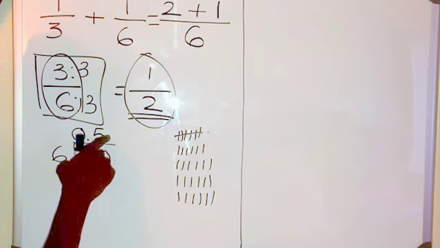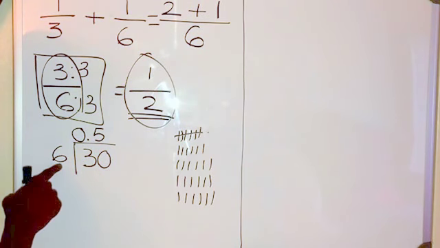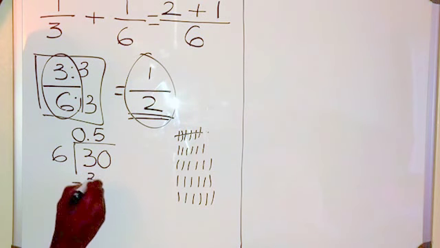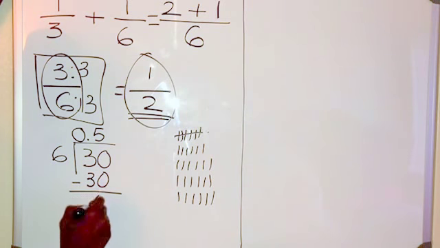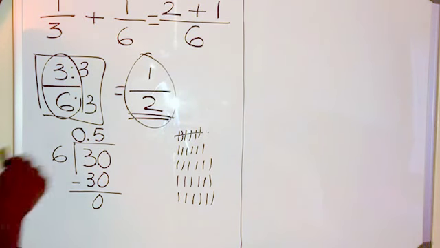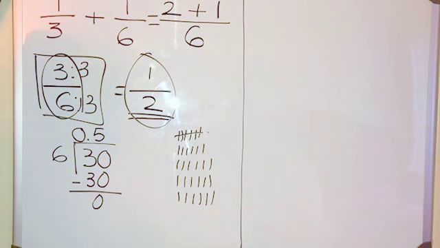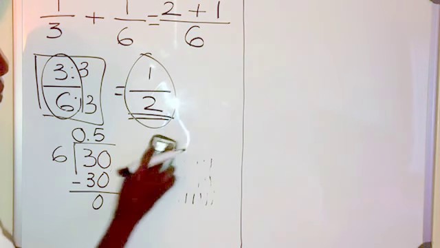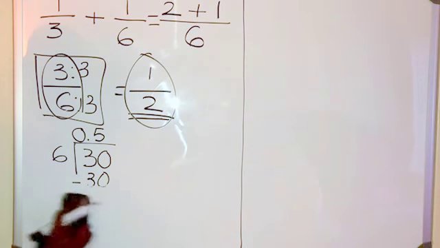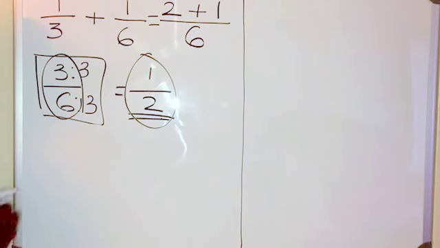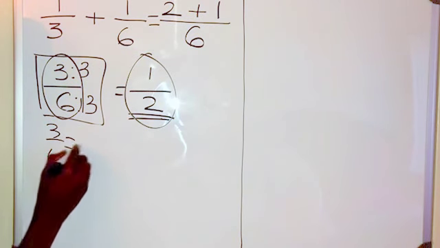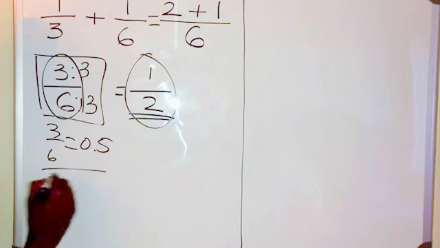So now it says 5 times 6 is 30. So minus 30, and that gives us a 0. 0.5. Good. Okay, so we see that 3/6 gives us 0.5. We got that point right here.